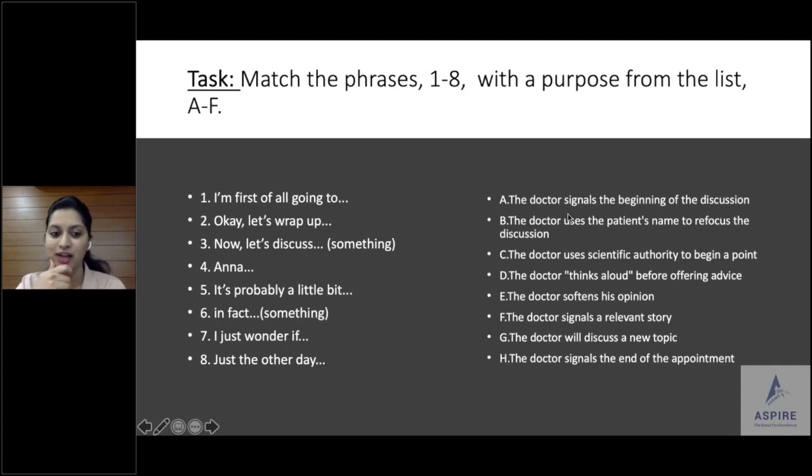Yes, the third one is G. Now let's discuss as usually refers to the doctor when he's about to discuss a new topic. And the second one, when they say, okay, let's wrap up, the doctor signals the end of the appointment. That is H. You guys are really good.